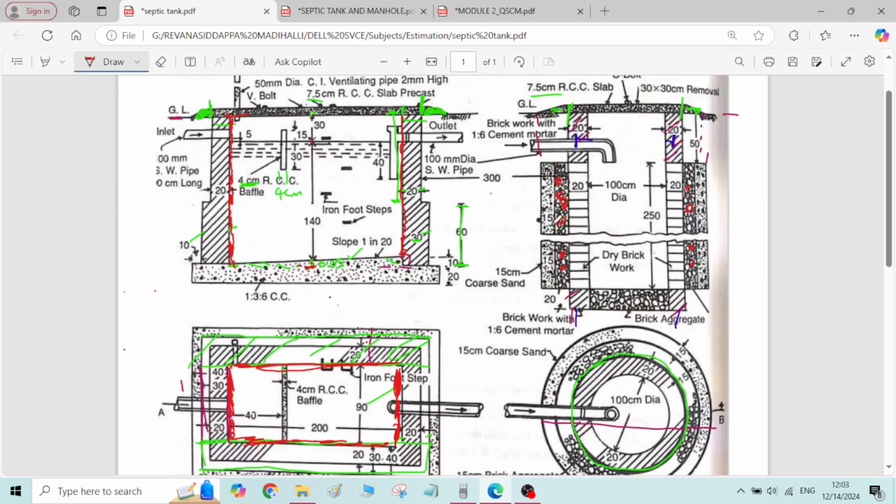First we need to take average perimeter multiplied by thickness, which will give area, multiplied by height will give volume. Here, first we will calculate the average diameter. Average diameter means center to center distance. Inner to inner is 100 centimeter. You have dry brickwork of 20 centimeter thickness on both sides. So 1 plus 0.2 plus 0.2, plus 0.15 divided by 2 plus 0.15 divided by 2 will give the average diameter.